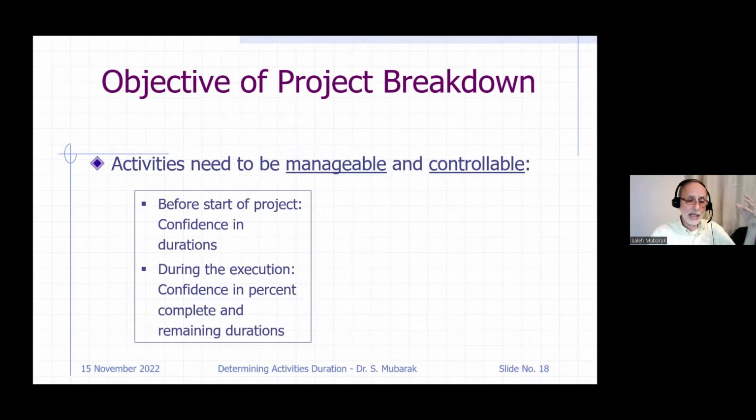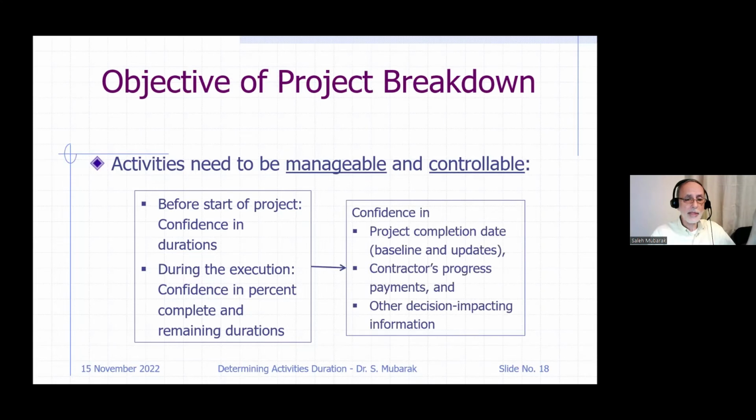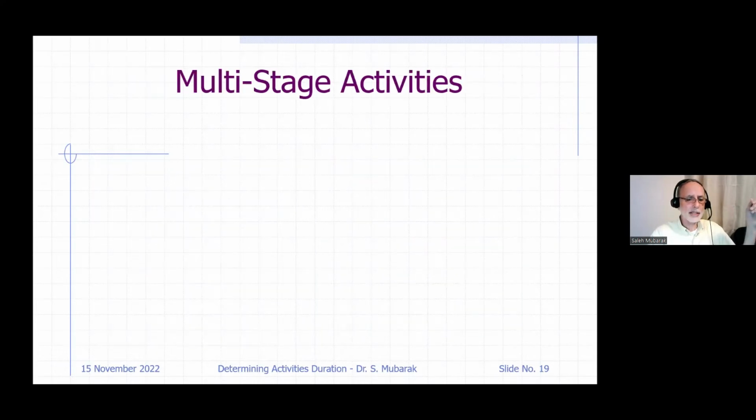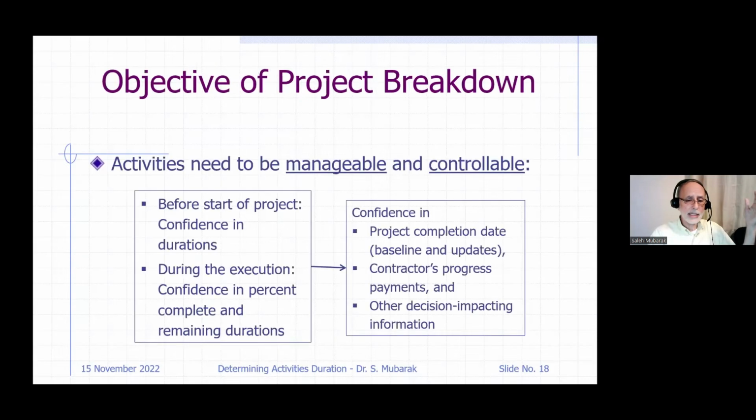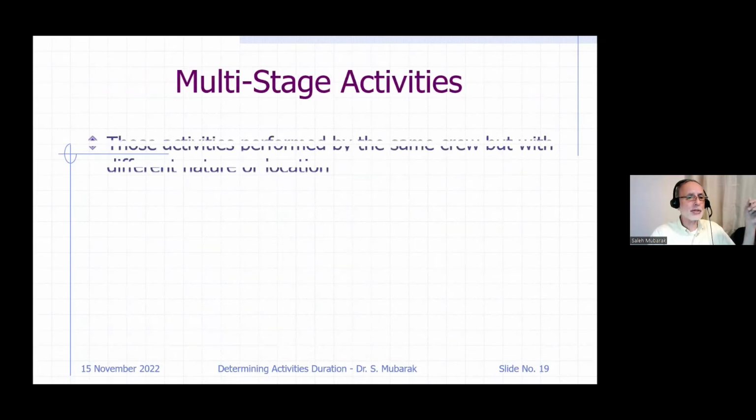If it's a complex activity, it will have low accuracy. All right. So if you have a good grip on the activity, you will have confidence in the project completion date, in the contractor's progress payments, and in other decision impacting information.